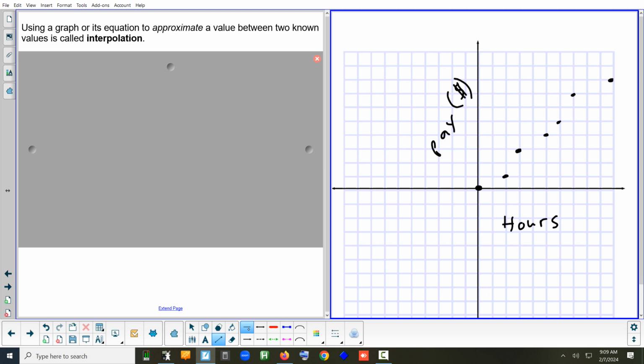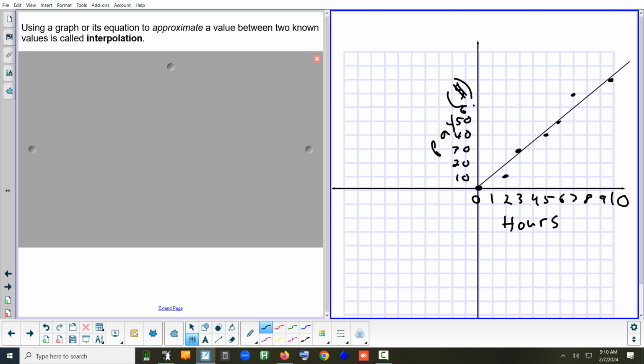Now let's say we used the calculator and we plugged all those points in, and the calculator gave us the formula for the line. I'm not going to go through that. Let's just estimate it by hand. Let's say our line is about like that. So this is 0 hours, 1, 2, 3, 4, 5, 6, 7, 8, 9, and 10 hours of work. And let's let the pay go up, like 10, 20, 30, 40, 50, 60.